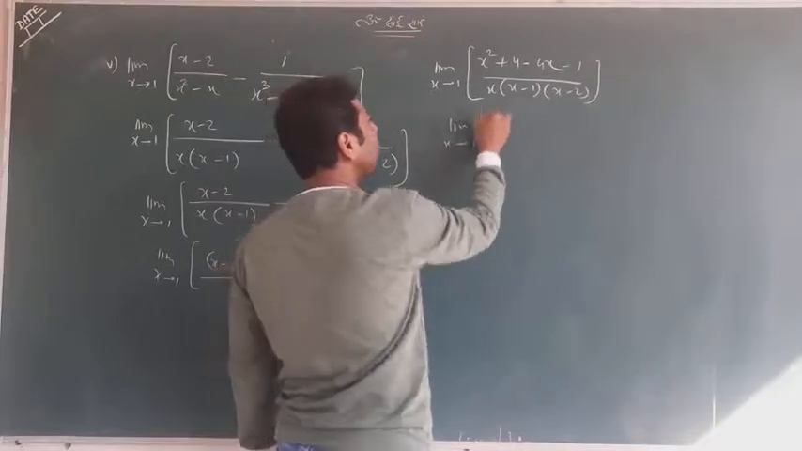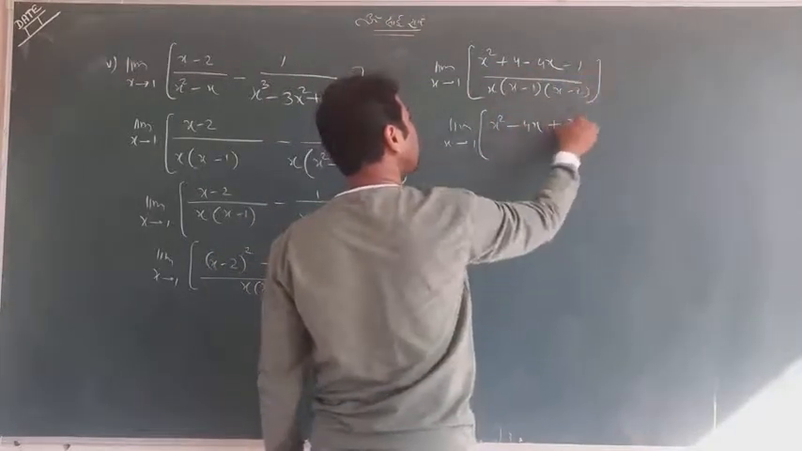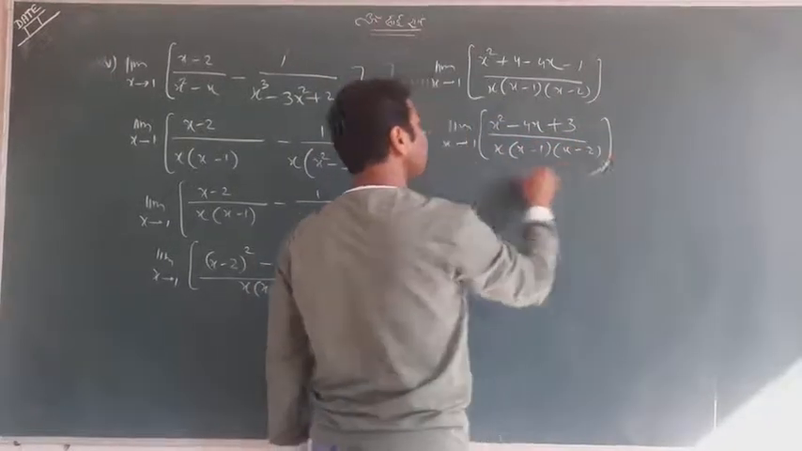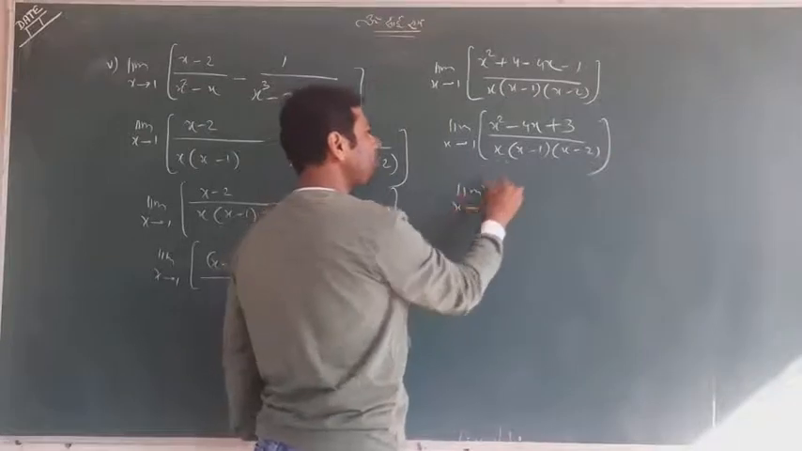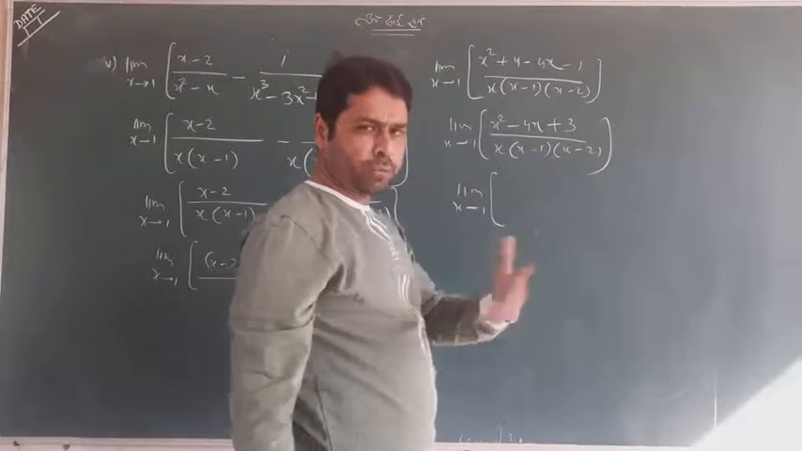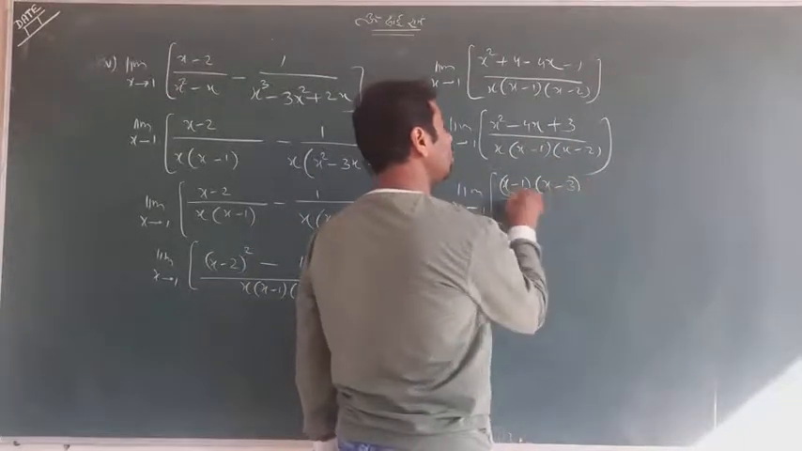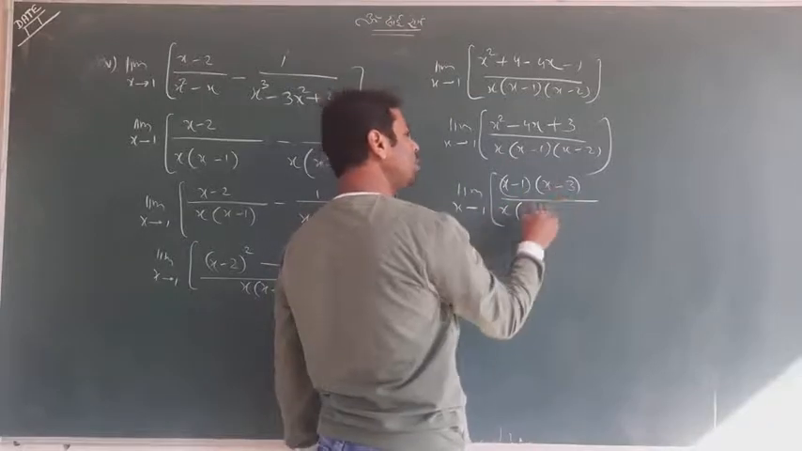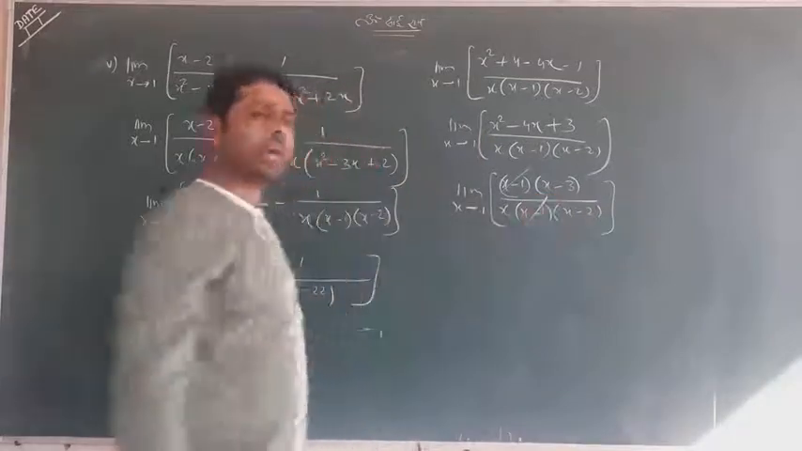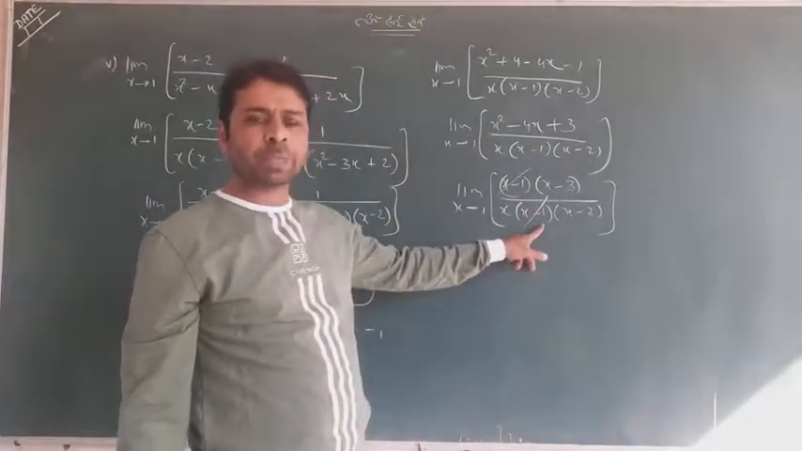After x tends to 1, we are having x square minus 4x, and these two will be plus 3, upon x and x minus 1 and x minus 2. Now write the term x square minus 4x plus 3 in factorized form. You will have x minus 1 and x minus 3. It's a quadratic term; I split and factorize that. These terms cancel.